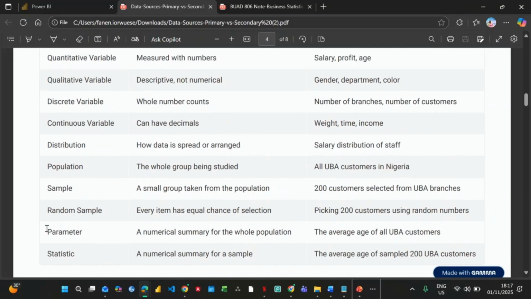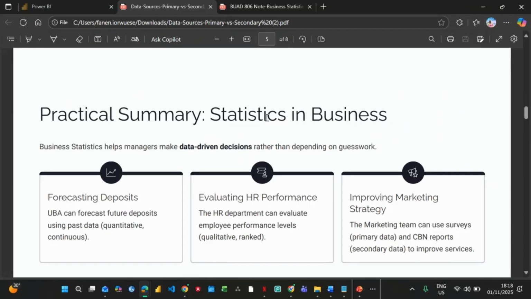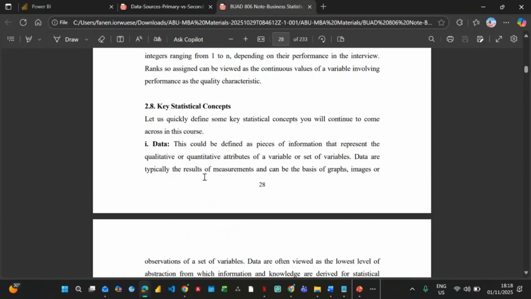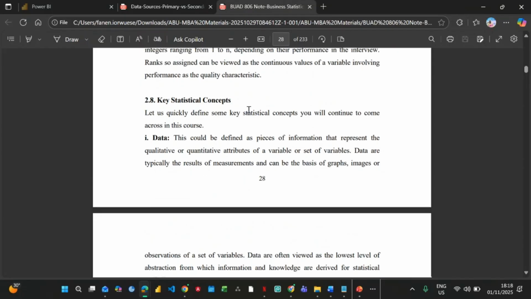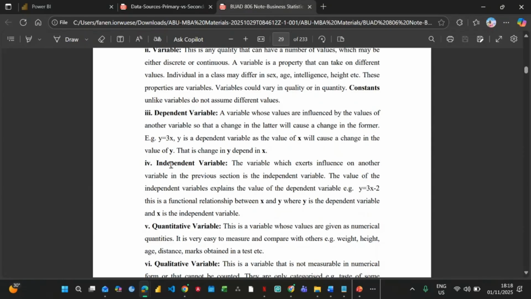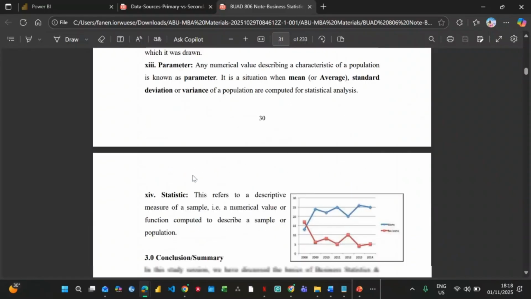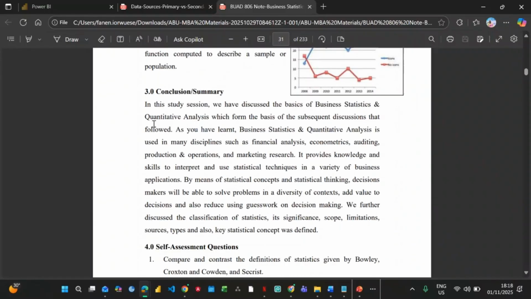So we look at the parameters. We look at statistics. I will send this particular sheet to you guys. You can download it if you want to use it. So we also have the practical summary of the whole thing. Now, the practical summary is statistics in business. Like I said, we are following this guide. Can you see? The things I just explained to you are the key statistical concepts: data, variables, dependent variable, independent variable, quantitative, all those things that are here. I just made it simple for us to understand. So this is the summary, right? This summary here is what I'm going to talk about now.